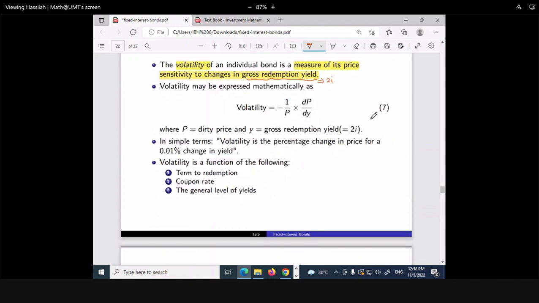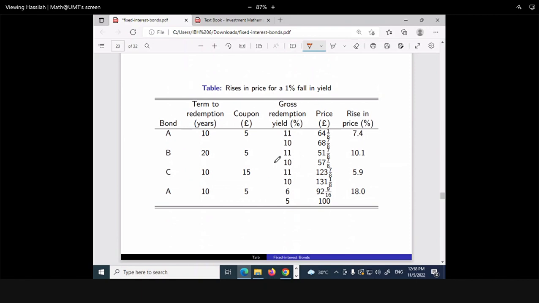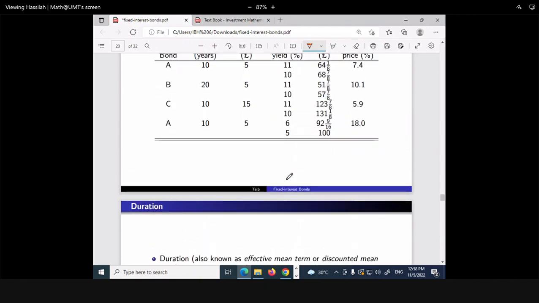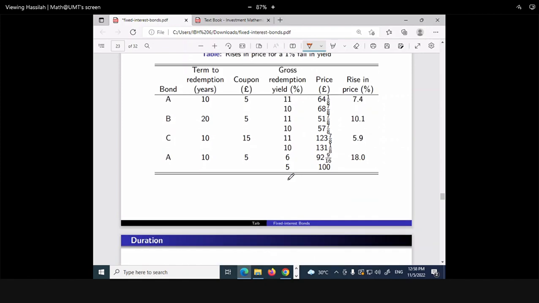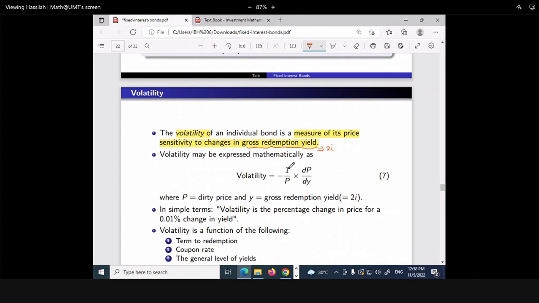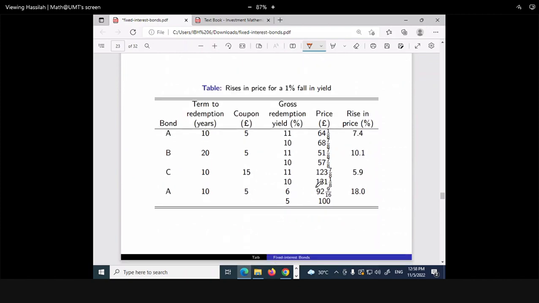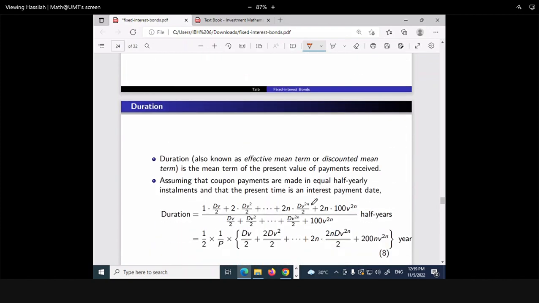Jadi volatility may be expressed mathematically as equation 7. Kita ada example kat sini, tapi masa kita tak cukup banyak. Mungkin kita bincang dalam kelas yang seterusnya lah. You boleh tengok, go through dulu untuk volatility ni. Macam mana dapat table ni. Nanti saya tanya dalam kelas seterusnya.